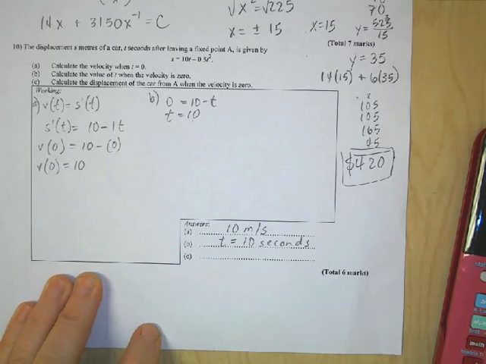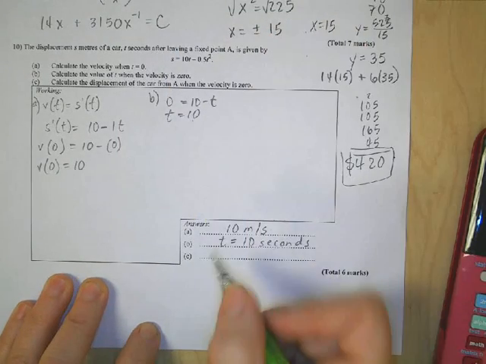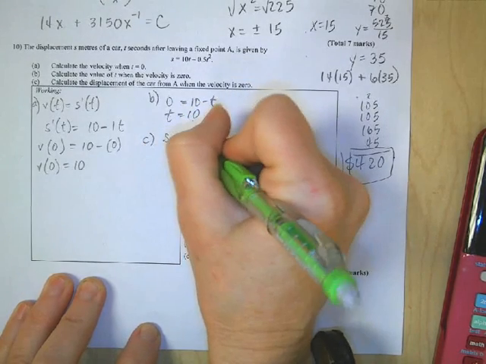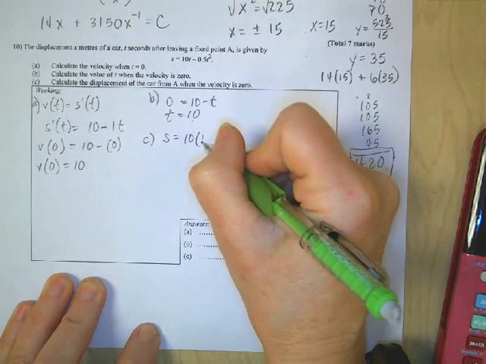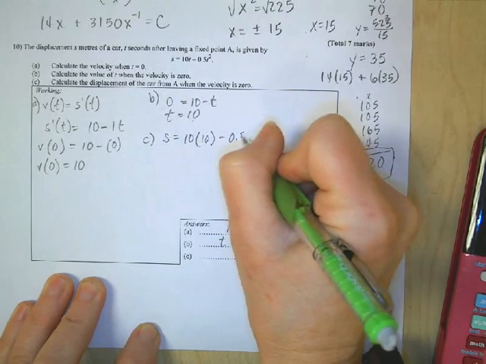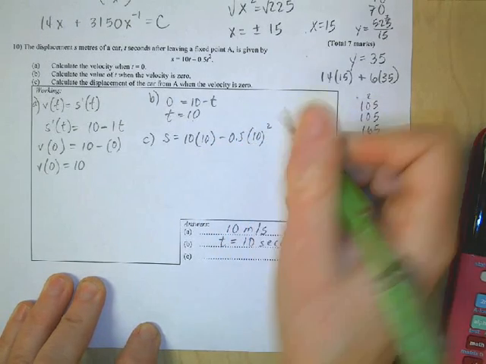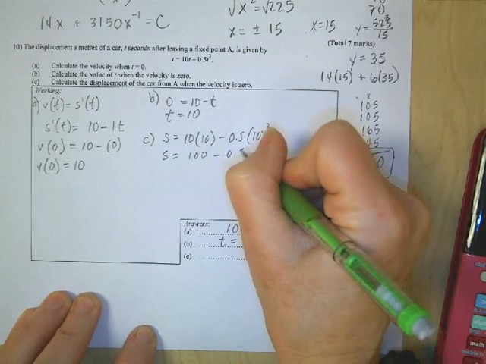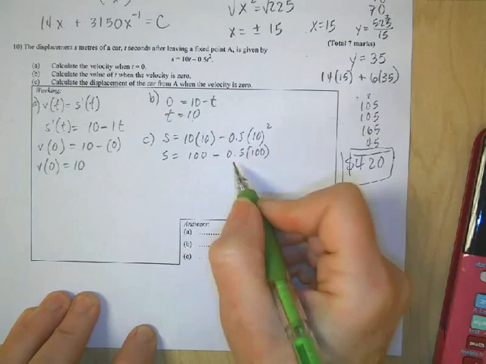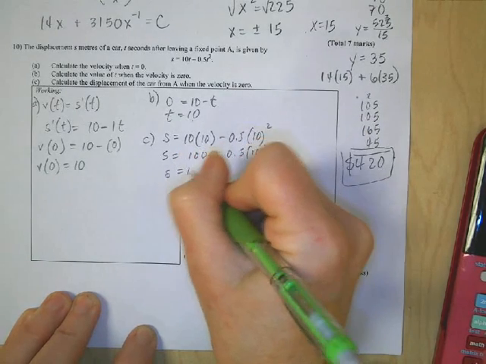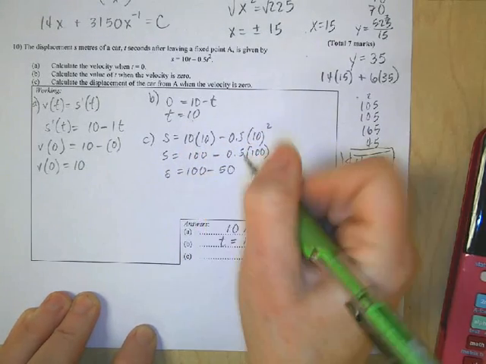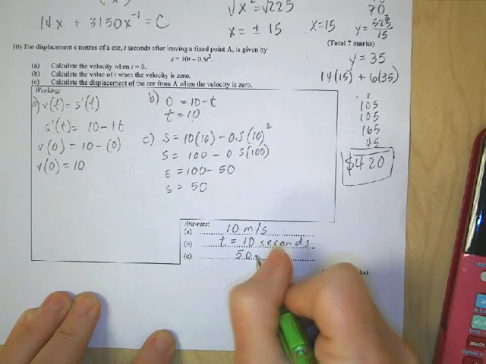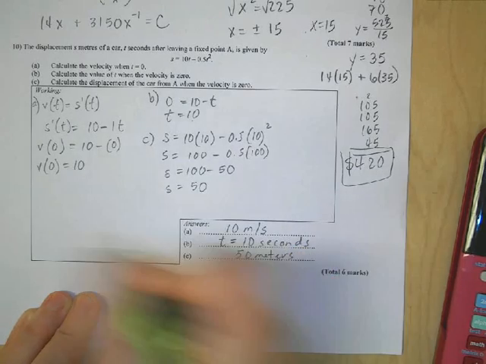Okay, since I have the displacement function, what is the displacement at time t is 10? 10 times 10 minus 0.5 times 10 squared. So we get 100 minus 0.5 times 100. Half of 100 is 50. So it would be 50 meters. So 50 meters.